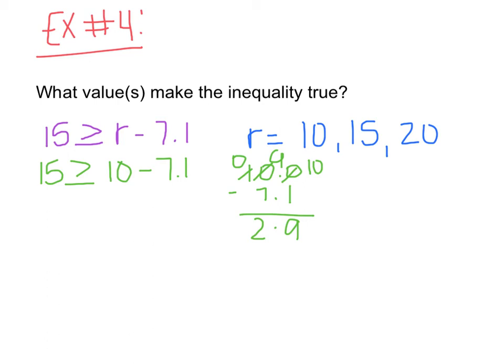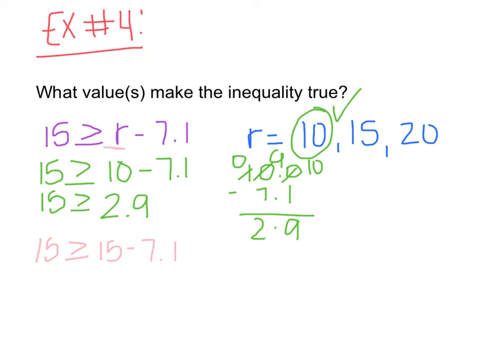So let's see if that's true. We would have 15 is greater than or equal to 2 and 9/10. And yes, that's true. 15 is greater than 2 and 9/10. So 10 is an answer. So now we can move on and do 15. We would have 15 greater than or equal to 15 minus 7 and 1/10.